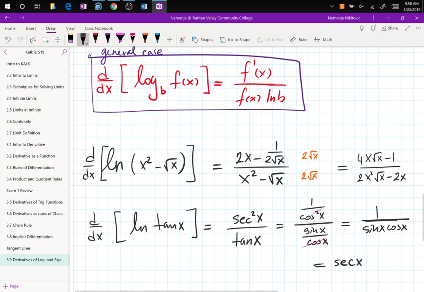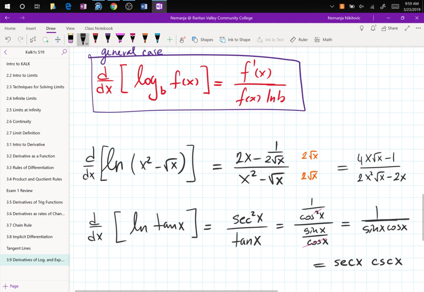which you can just further write as secant x cosecant x, because you can split this into two fractions, 1 over sine and 1 over cosine. 1 over sine is cosecant, 1 over cosine is secant. So you could just have this as a result. So that's a little bit of trig.